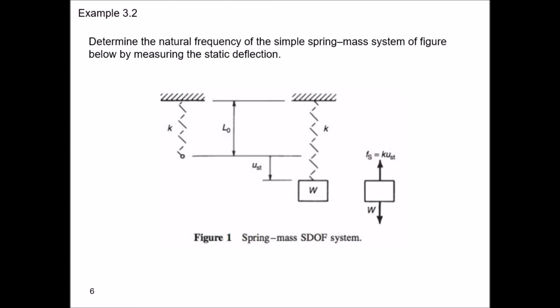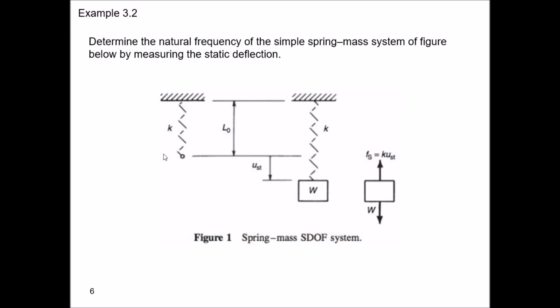So now let's take a look at a simple problem here. We go to example 3.2 from our textbook. In this problem, they ask us to determine the natural frequency for a simple spring mass system shown in the figure below by measuring our static deflection.